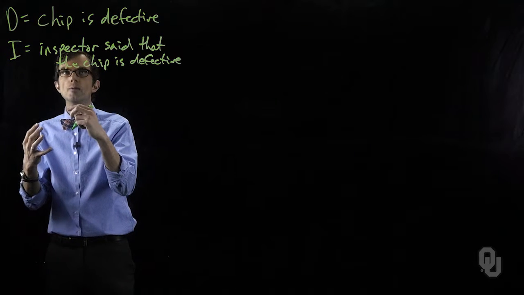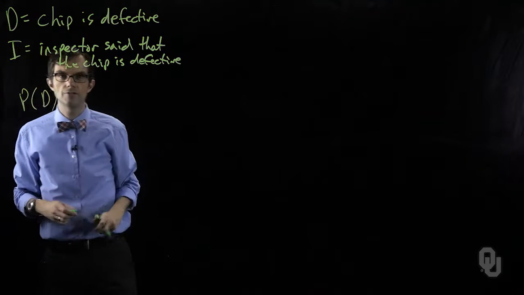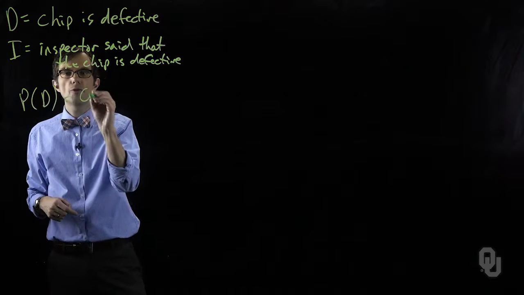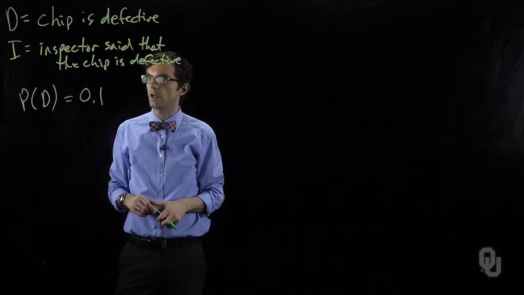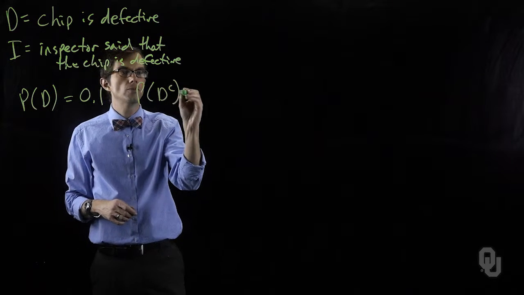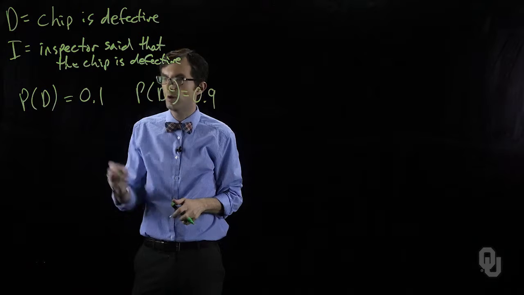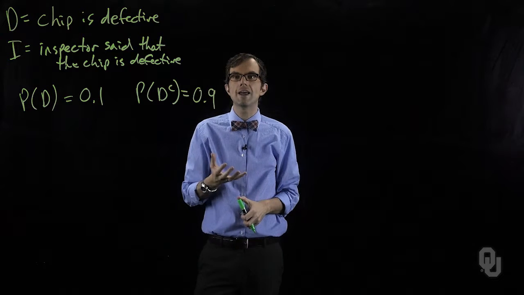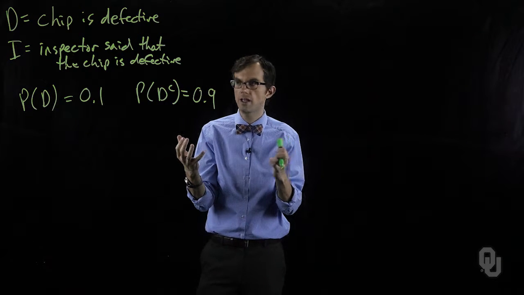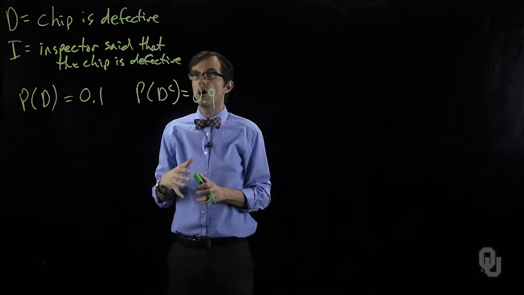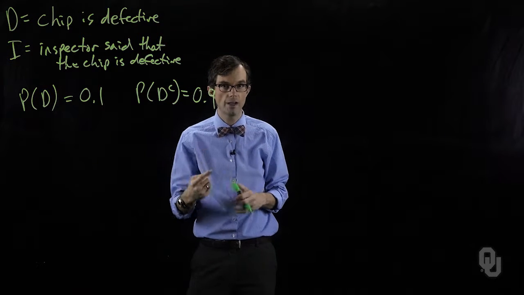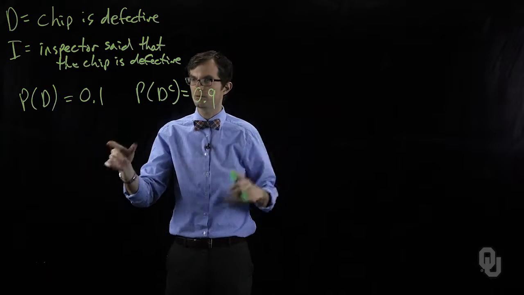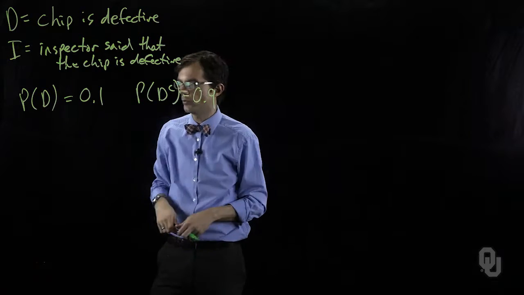So what is it we know about the problem? We know the probability of finding a defective chip. We said that 10% of those 1,000 chips were defective, so the probability of a defective chip is 0.1. Therefore, the probability of D complement would be 0.9. 1 minus this gives us the complement of a defective chip. And note here, we're assuming that a chip is either defective or not. Defective and not defective are mutually exclusive. A chip can't be both defective and not defective at the same time. And they're collectively exhaustive. Let's assume there are only two categories, defective and not. So those two probabilities are going to sum to 1.